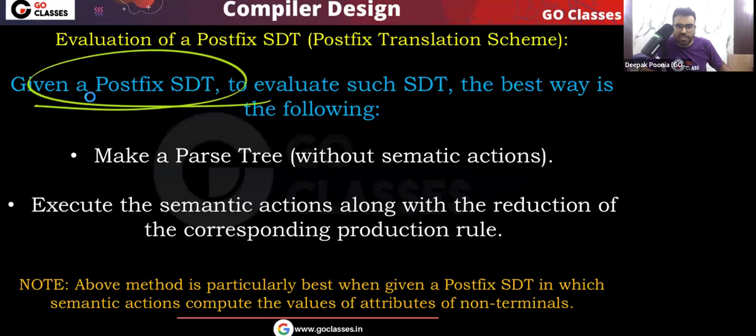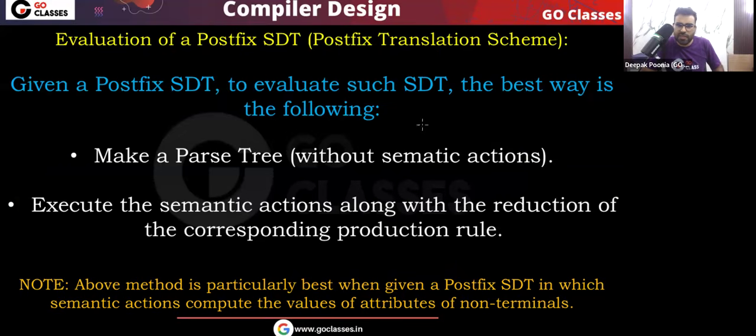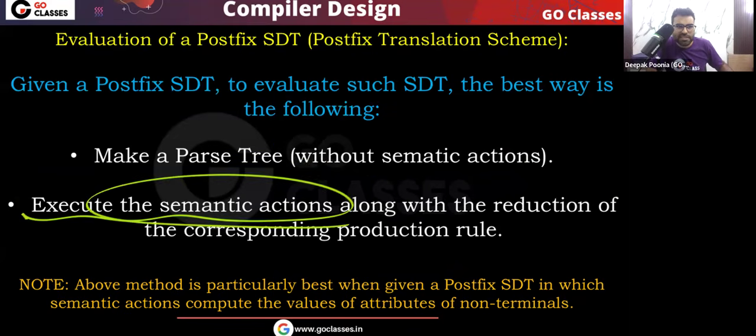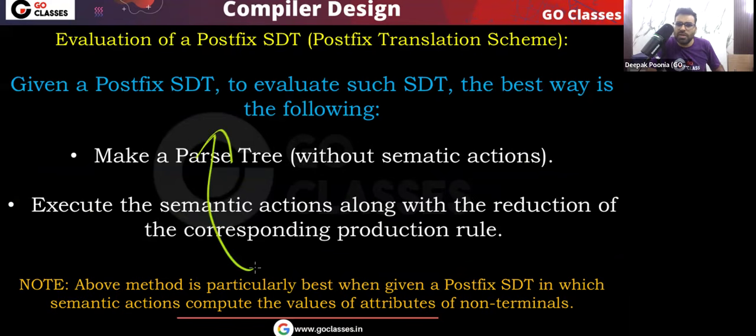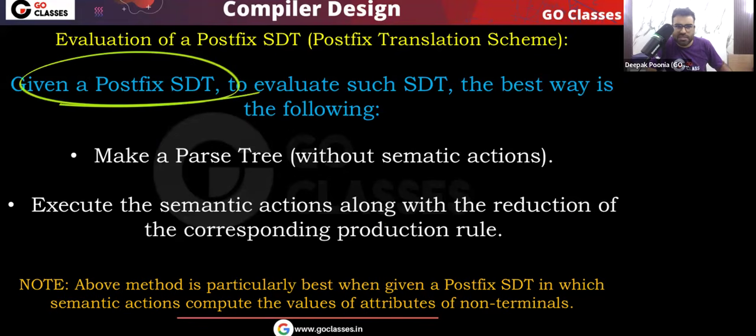So given a postfix SDT, how to evaluate such an SDT? The best way is, first you make a parse tree without semantic actions. Then we execute the semantic actions along with the reduction of the corresponding production rule. When you reduce a production rule, immediately after the reduction you perform the corresponding semantic action. Very simple. Let's see a note here. If a postfix SDT is given to you, then you can always apply this method. This is the best way to evaluate postfix SDT.